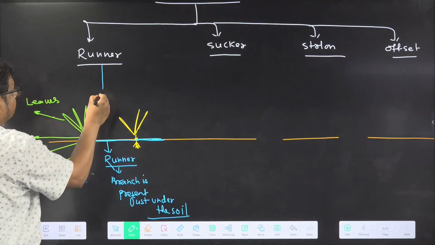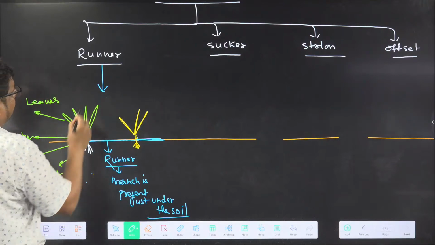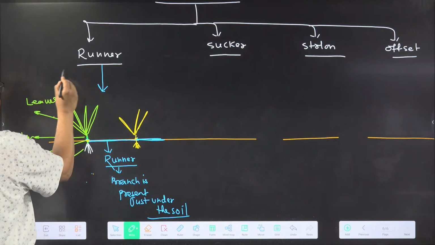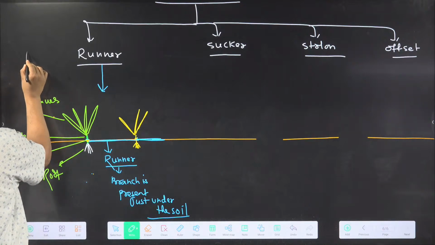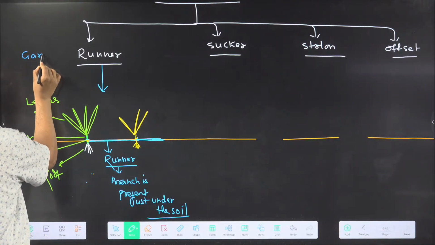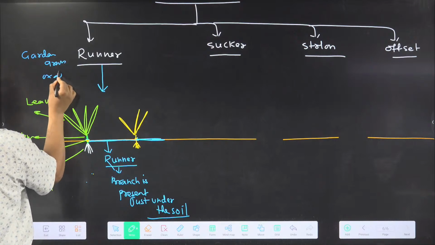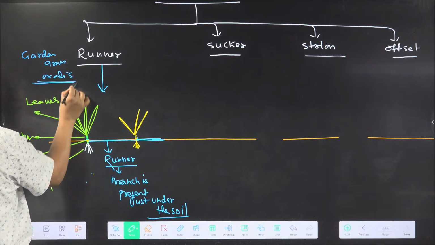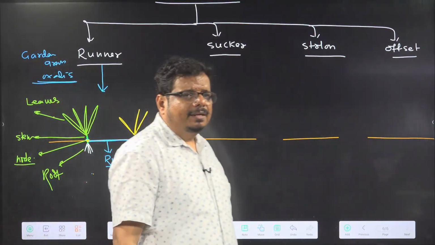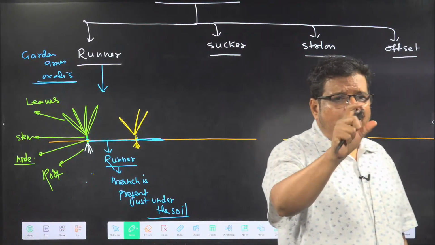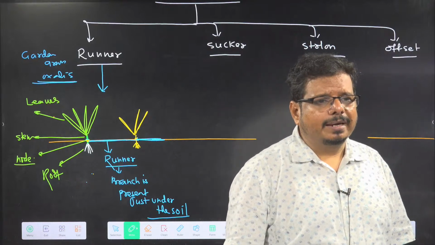So that condition we are finding in which one? Runner. And for that I have written the example to you, which one? Garden grass, that is cynodon, garden grass, or oxalis. Deliberately I didn't tell about which one? Strawberry, because a strawberry you have to handle accordingly. Got the idea?